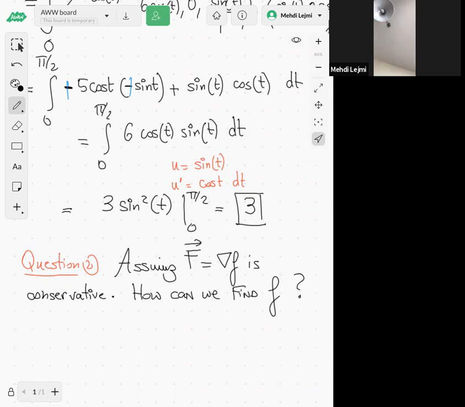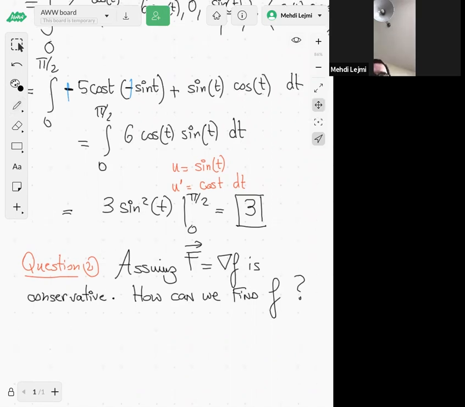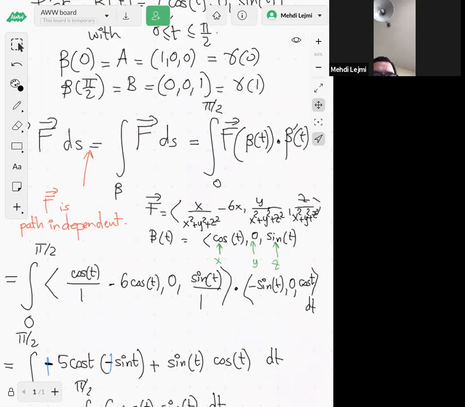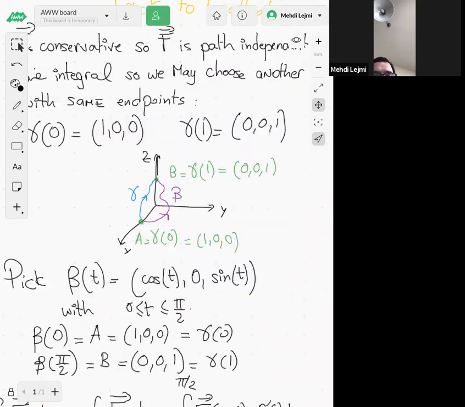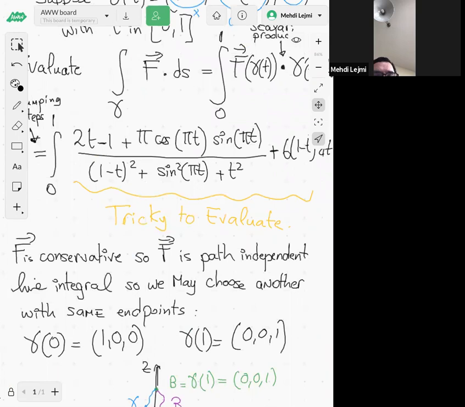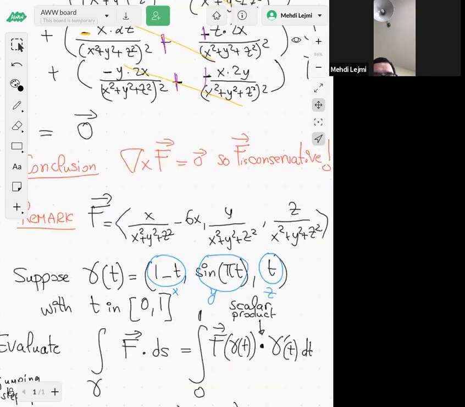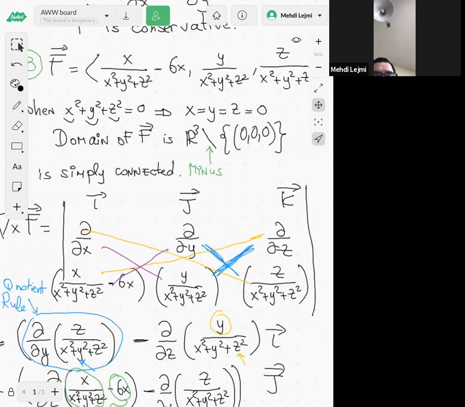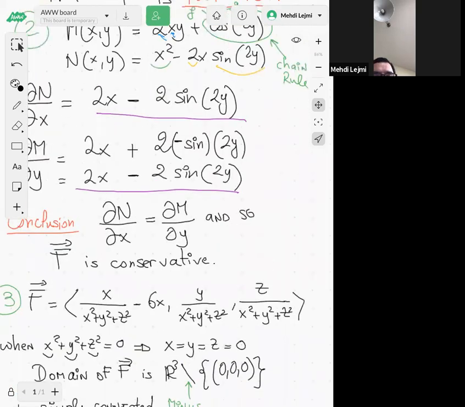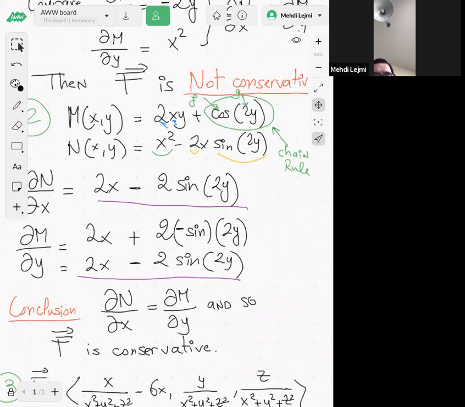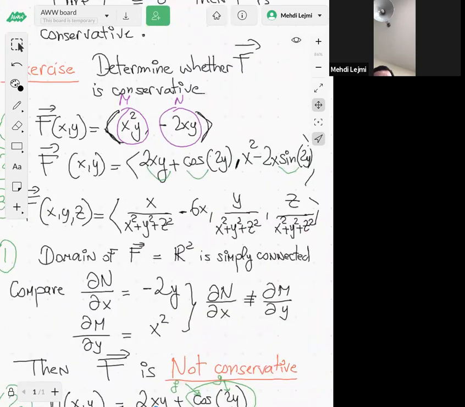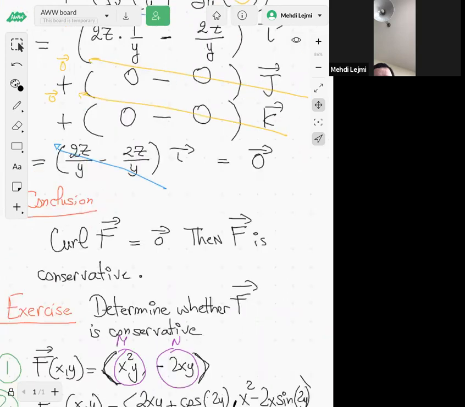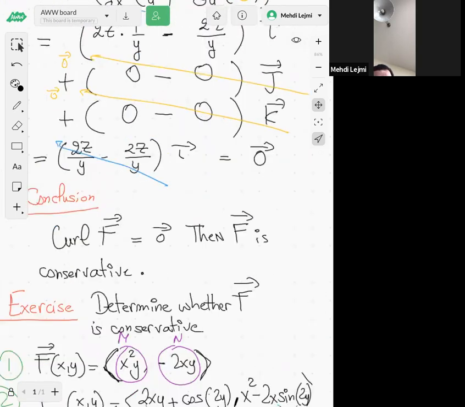Okay, how can we find the lowercase f? Now let's do an example. So first example, I'm going to come back to the exercise here. In problem number 2 in the exercise, where is it? Here. Exercise here.